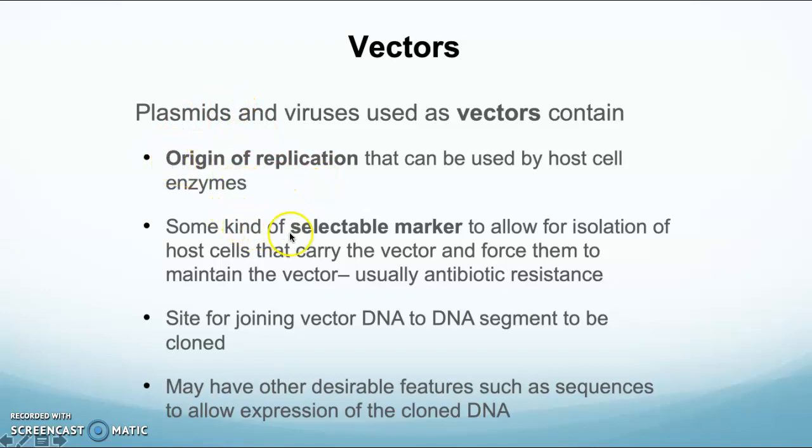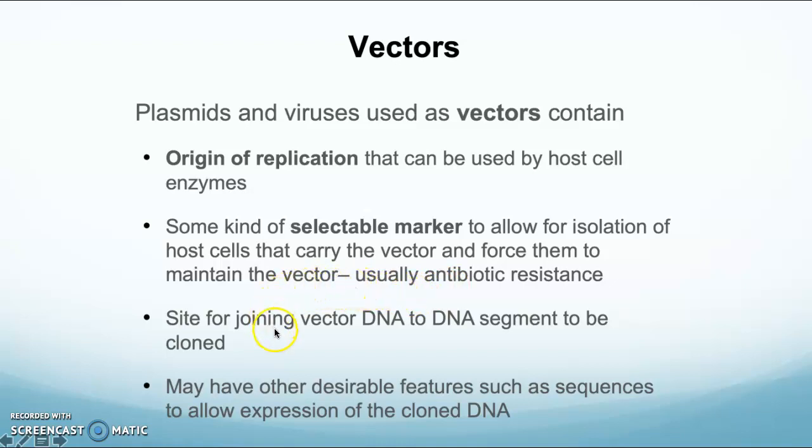We also really want some kind of selectable marker, and this allows us to know that the host cells we're looking at carry the vector rather than ones that didn't pick up the vector. The way that we usually do this is that our plasmid would contain an antibiotic resistance gene, so that we can grow these on medium that has antibiotics in it, and the ones that grow mean that they have taken up that plasmid.